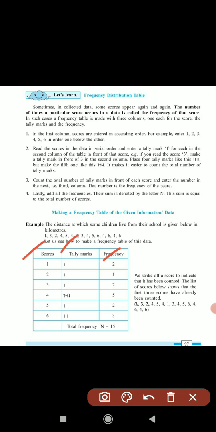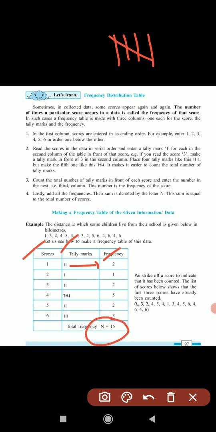Now here you have to make the tally marks. For each number, you put one horizontal line. If it is 4 and the fifth comes, then you make 1 2 3 4 like this and strike across for the fifth. So it is easier to count the total number of tally marks, since 5 is a bundle. Count the total number of tally marks in front of each score and write that number in the frequency column. Lastly, add the frequencies, and their sum is denoted by n. So you have to add and put it there.